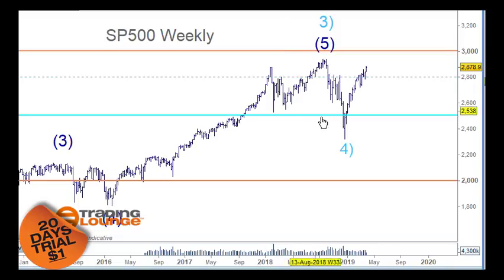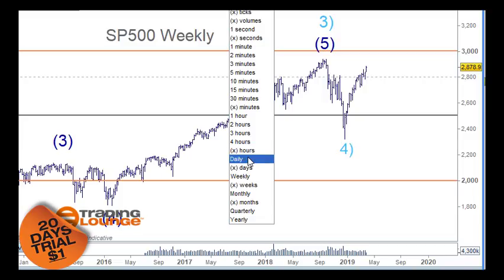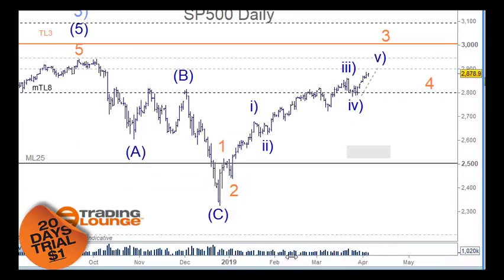So we're looking at this move up here being impulsive and expecting a move up into the 3,000 area. I do have two counts for the move coming up through here, so today we'll look at those two counts. The first count is that we have wave 1 and 2 here, and then 1 and 2 and 3 and 4 and 5 here for the third wave. And we'll look at the 5 waves between wave 4 and 5 in a moment.